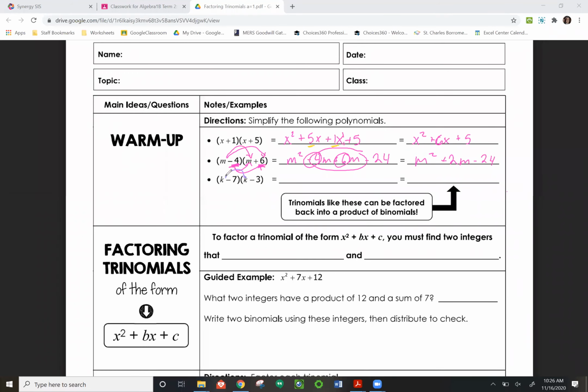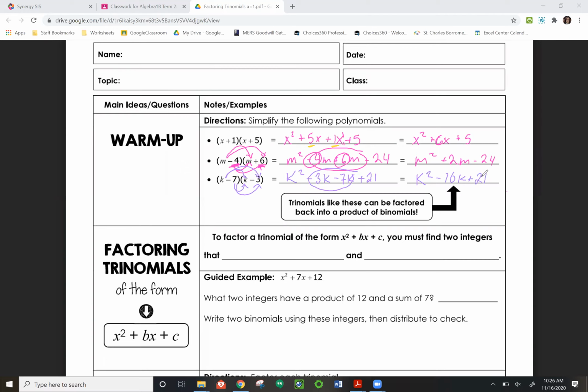k minus 7 times k minus 3. So k times k is k squared, k times negative 3 is negative 3k, negative 7 times k is negative 7k, and then negative 7 times negative 3 is positive 21. We combine those terms together, k squared minus 10k plus 21.